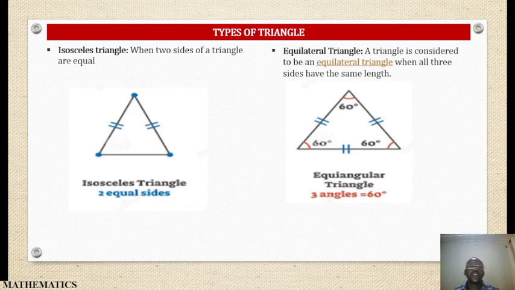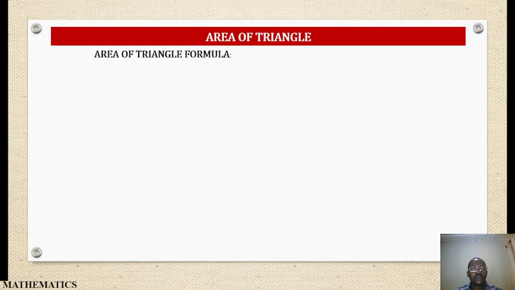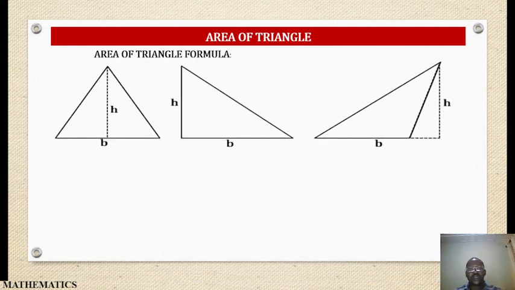Now that we have seen all the types of triangles, let's go and check out the formula for calculating the area of a triangle. So the area of triangle formula is what we want to get here. And then we have a series of diagrams that they can give you to find the area. You can see the first one, the second one, the third one. So any of the three shapes can be given in an exam.